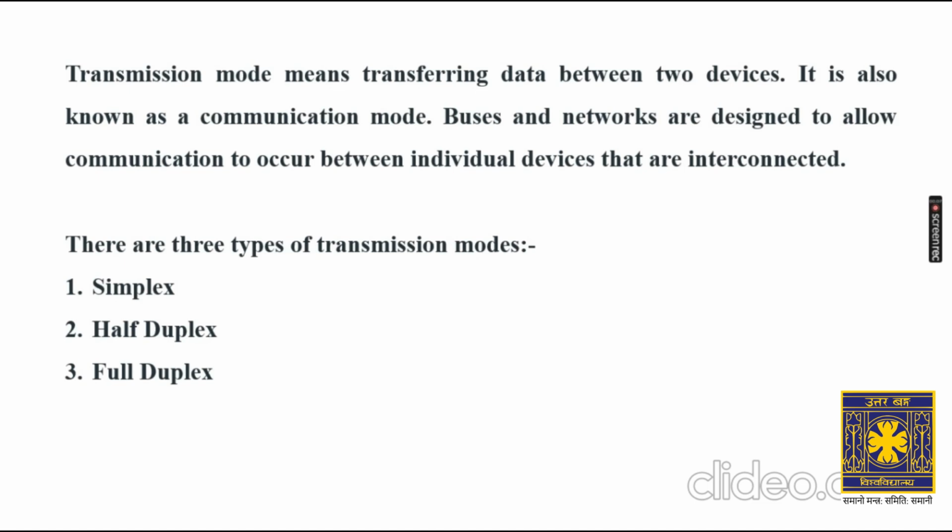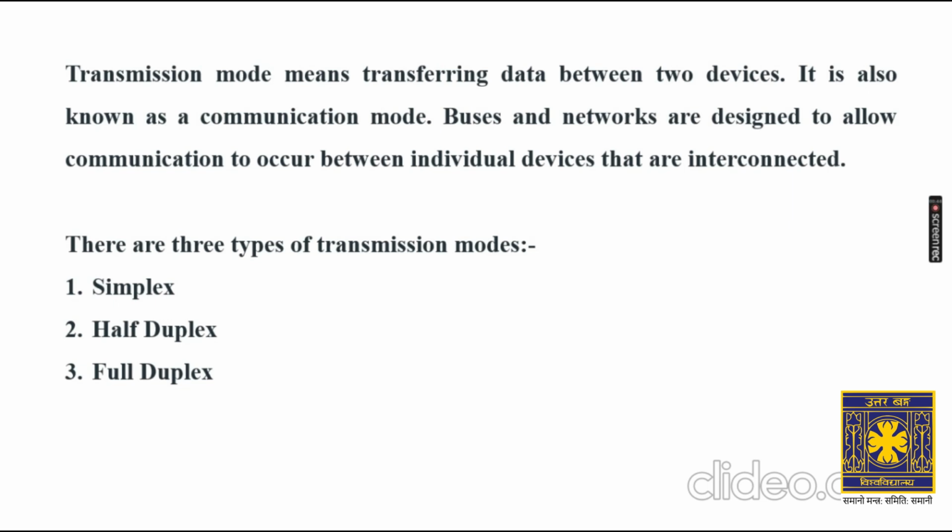Buses and networks are designed to allow communication to occur between individual devices that are interconnected. So buses means the communication links between the interconnected devices. So in a network, what are the interconnected devices? Let us consider the computers are the interconnected devices in a network and are connected by buses. So there are some ways of communication to occur between these devices or computers.